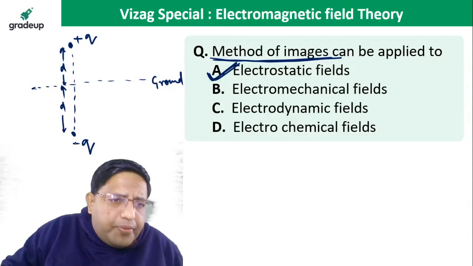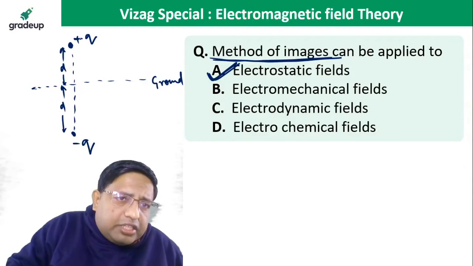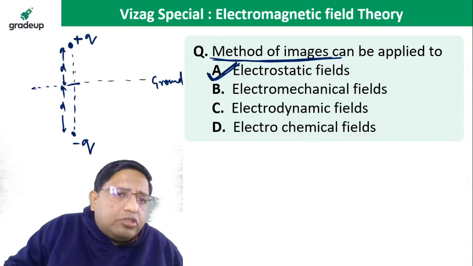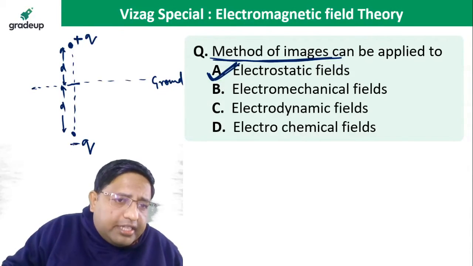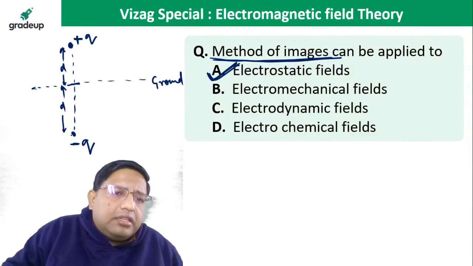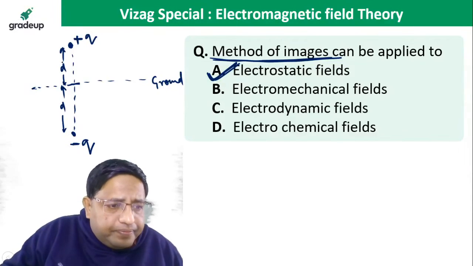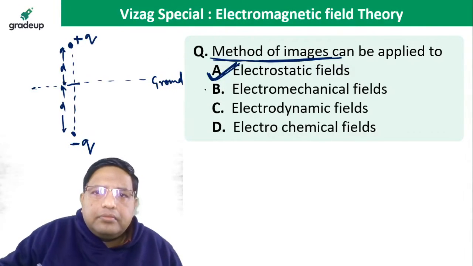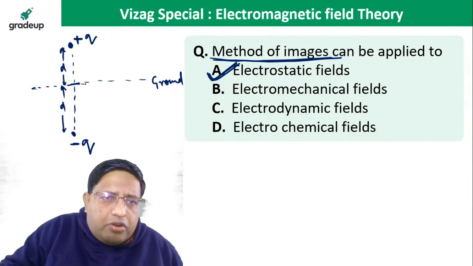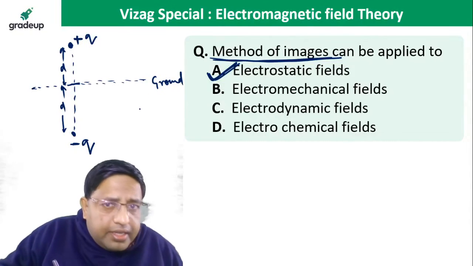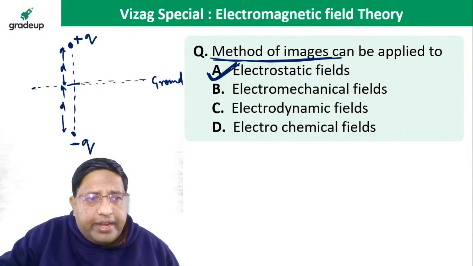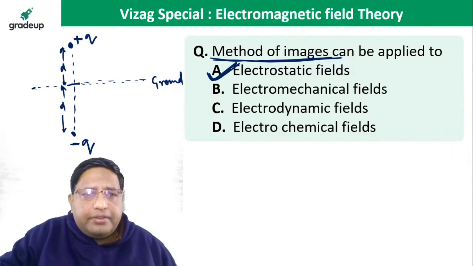And what is the method of images? The actual charge is plus q, which is a distance d above the earth. So you can assume an opposite-nature charge, minus q, below the earth. That is the method of images. It may be ground or it may be a conducting plate. Yes, very good, Madala Murli, you gave the correct answer A. A is the correct answer.